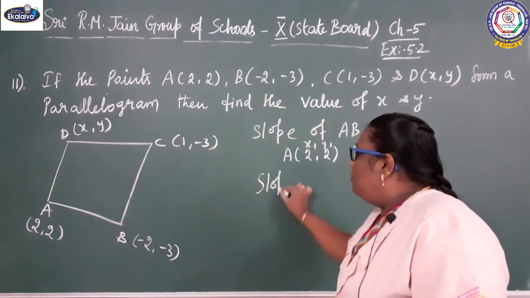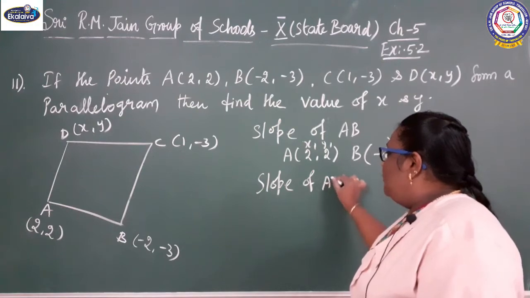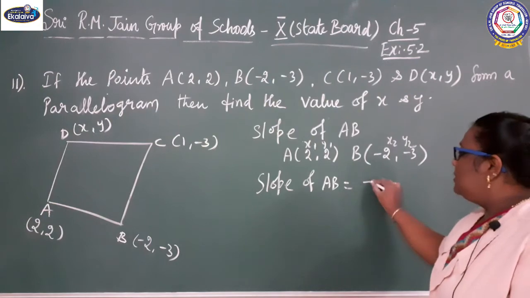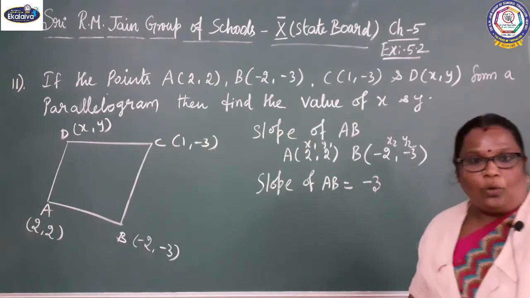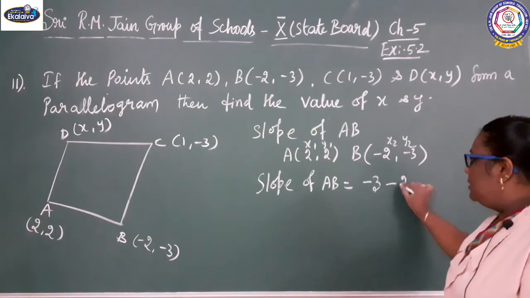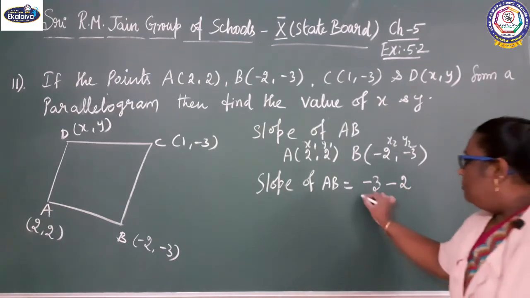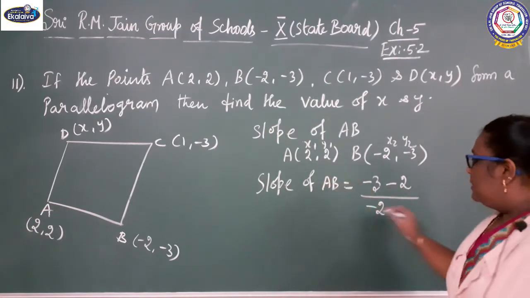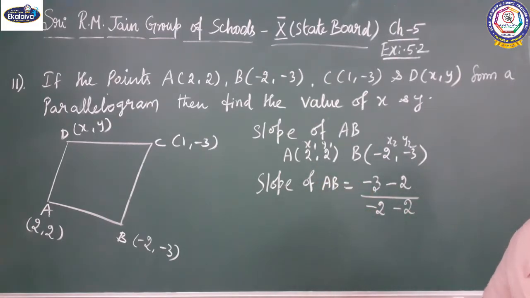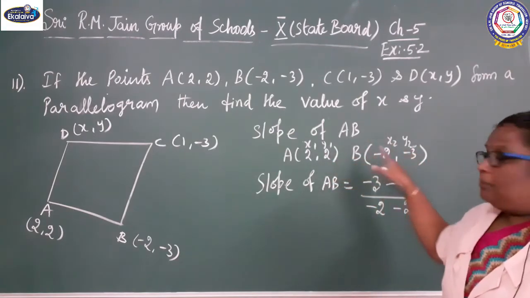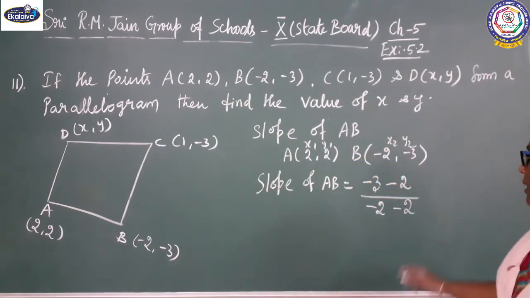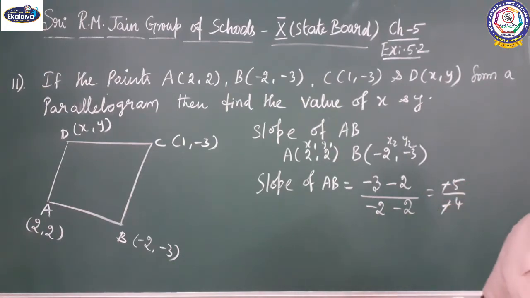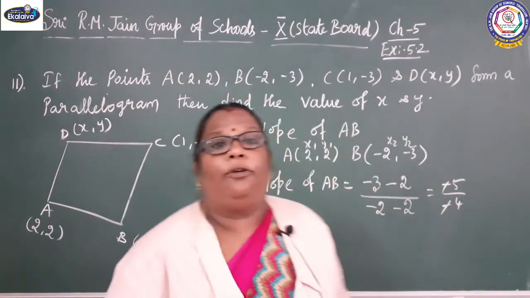So, slope of AB equal to y2 minus y1. y2 is minus 3, minus y1 is minus 2, by x2 which is minus 2, minus x1 which is 2. It gives minus 5 by minus 4. So, slope of AB equal to 5 by 4.